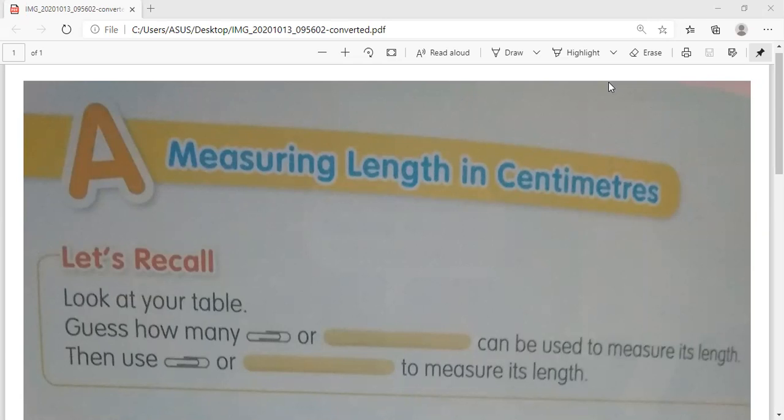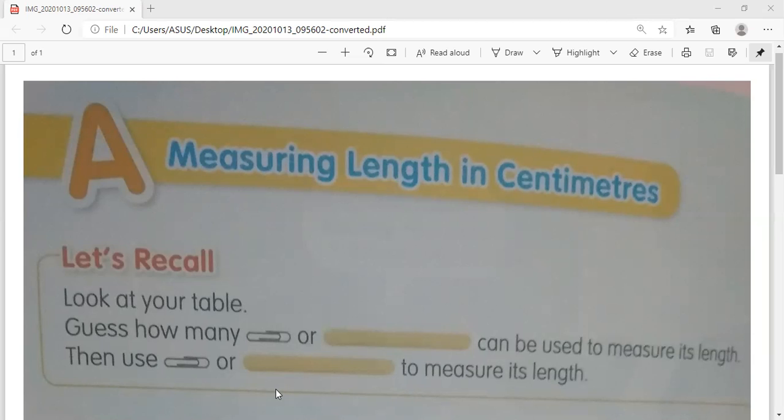Now, today we are going to come into a new topic after you got your mid test and also CPT test, and then we are going to discuss measuring length in centimeters. Measuring length in centimeters. Okay, so first I would like to remind you that you still remember how to measure an object or a thing by using non-standard units.